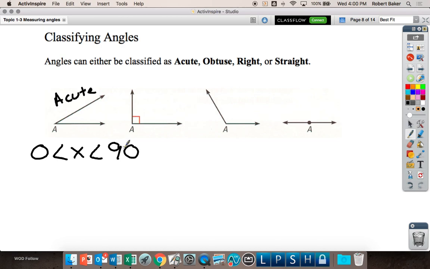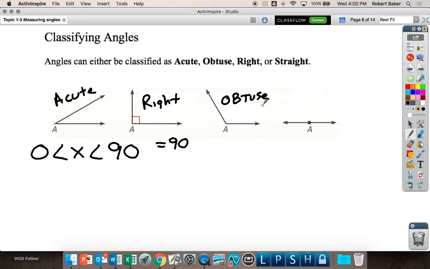Exactly 90. Exactly, but that's the definition. What's the classification? Right. They did say that, just not the part about 0. That's all they said. What about the third one? Obtuse.